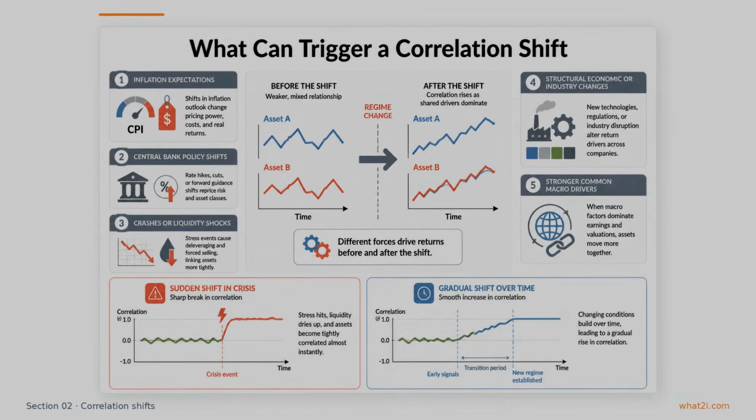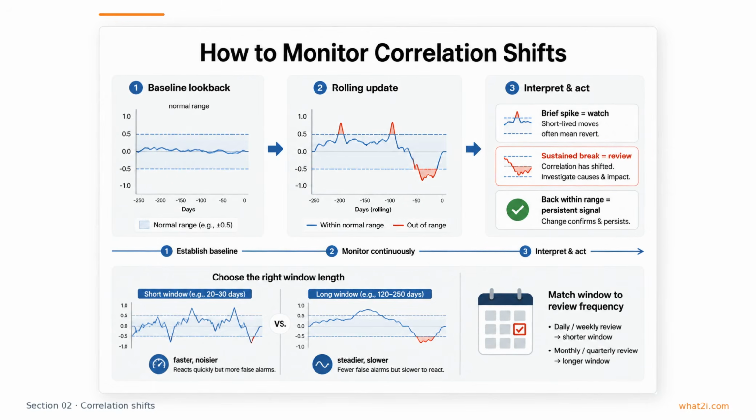more strongly than before. A practical way to monitor correlation is to compare a baseline estimate with a rolling update. The baseline gives you a sense of what normal looks like, while the rolling window shows whether the current relationship is drifting away from that norm.